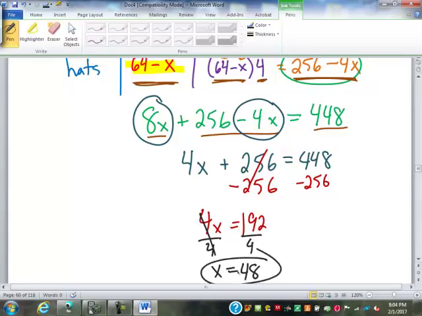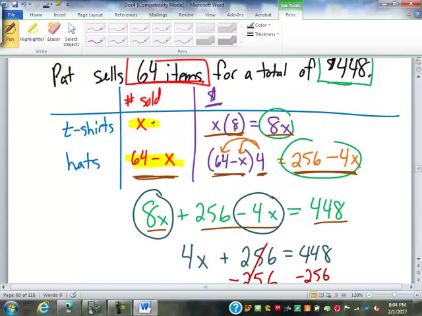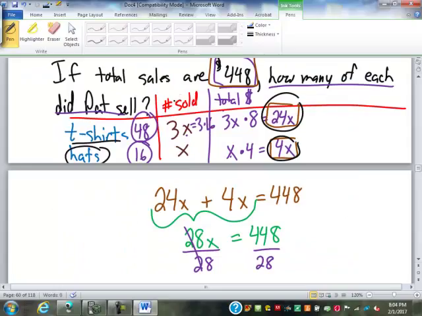So now we got to go back and answer the question. 48 is the number of t-shirts. 64 minus x becomes 64 minus 48, which is 16, the number of hats. Notice this is the exact same problem we did before, just a different way of wording it. Here, we got 16 and 48 up here as well. It was just that one was times a certain amount times the other rather than adding up to a certain total.